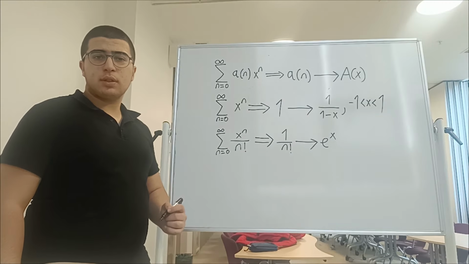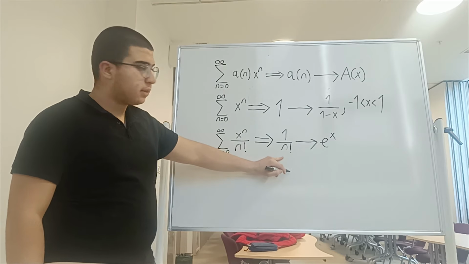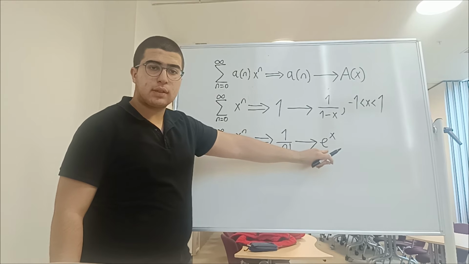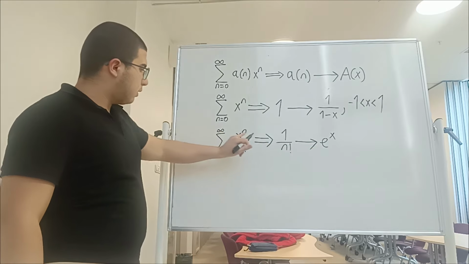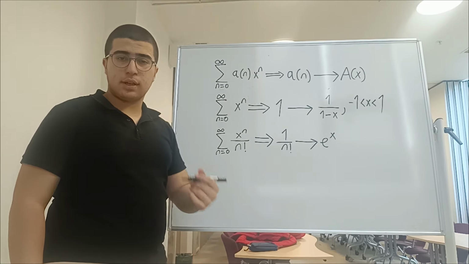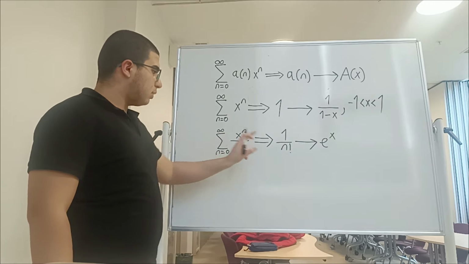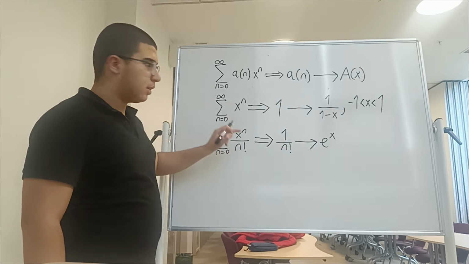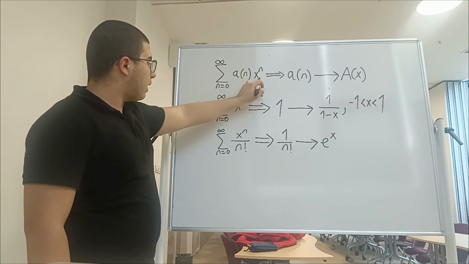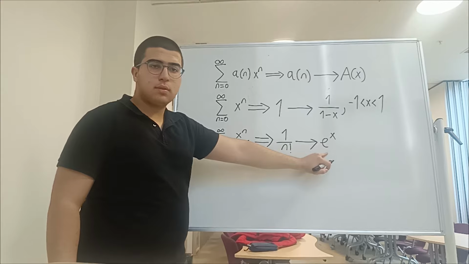Let's look at another example. In this example, my point is more clear. We input a function of n, 1 over n factorial, and we get out a function of x, e to the x, since x to the n divided by n factorial is the Taylor series expansion of e to the x. So think of it as we multiply 1 over n factorial with x to the n. Our a of n is equal to 1 over n factorial, and we get e to the x.